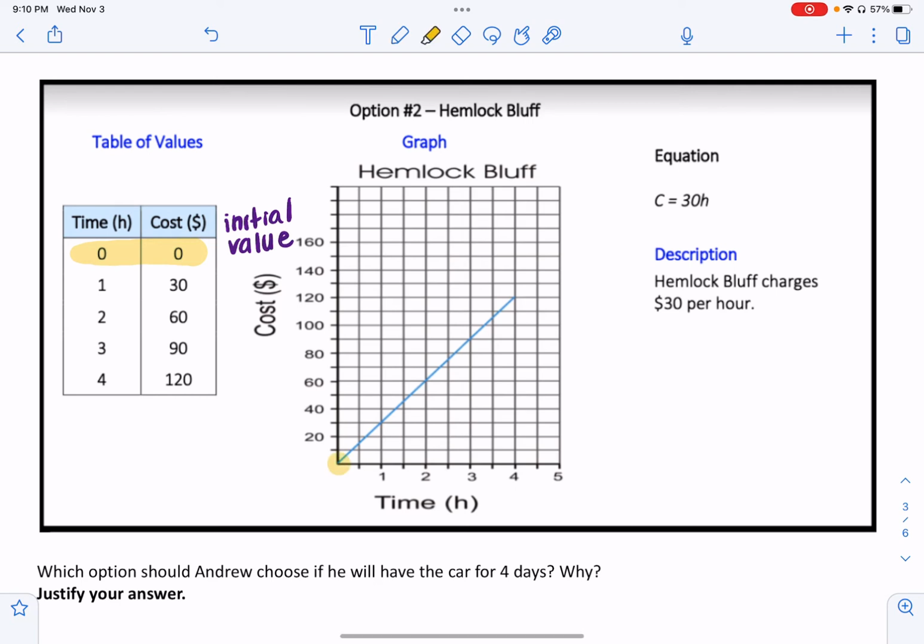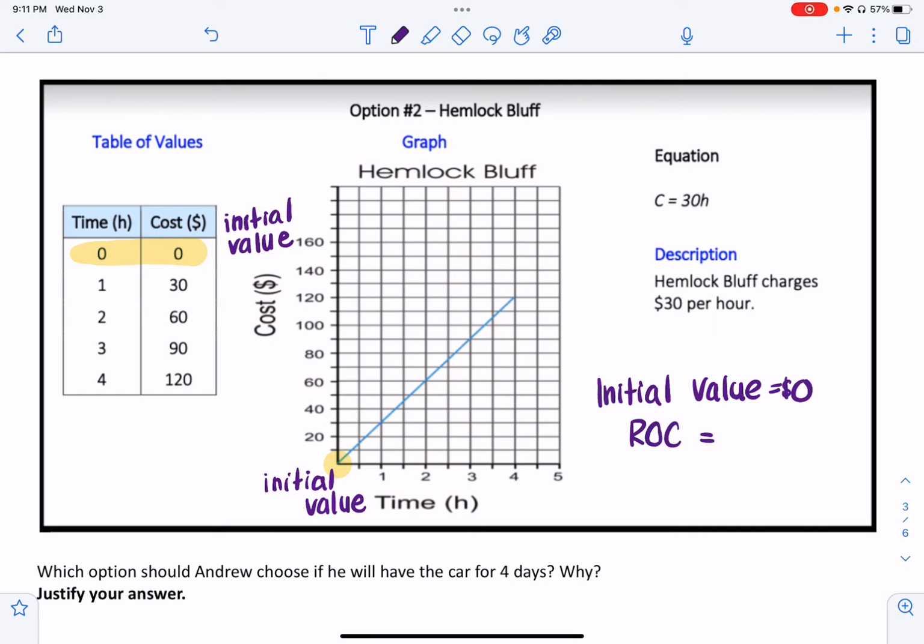Same on the graph here, starts at 0. There's our initial value. We also look at the equation. So $30 an hour plus $0. There's no extra cost just for them to deliver the canoe or just to get started. So we don't have an initial value, and our initial value is $0. Now for our rate of change.